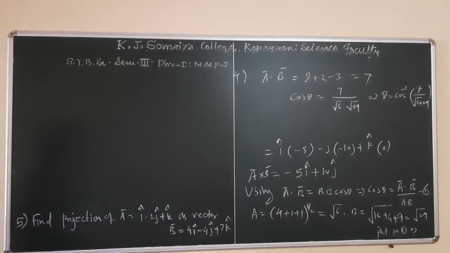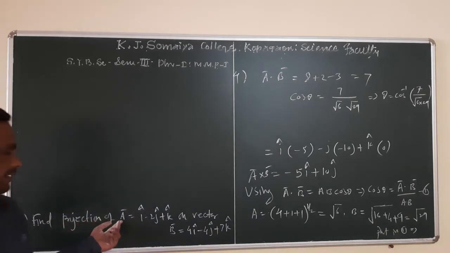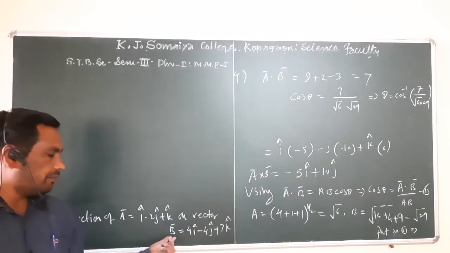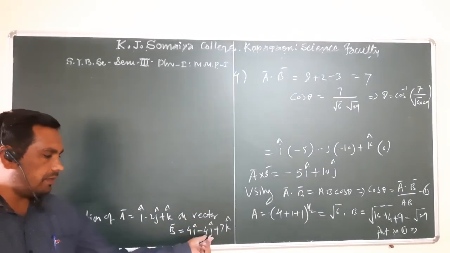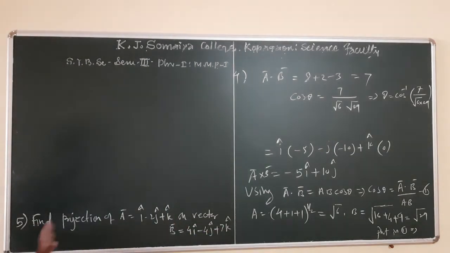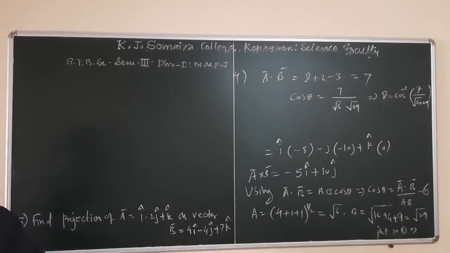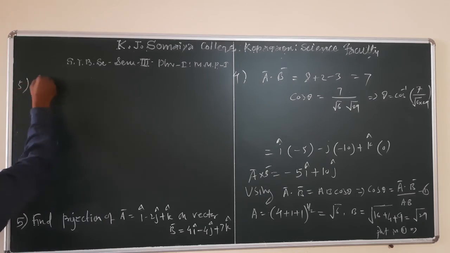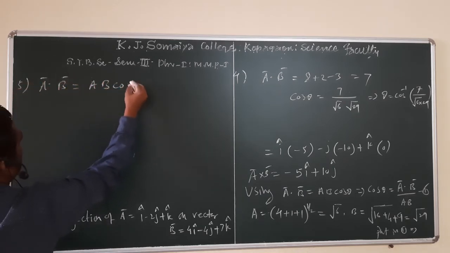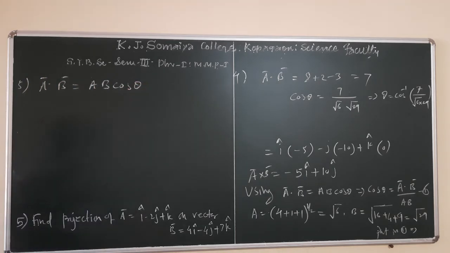Find the projection of vector A, which is i minus 2j plus k, on a vector B, which is 4i minus 4j plus 7k. So we have to find out the projection of A on B. How can we find that? We know that vector A dot B is A into B cos theta. Okay. So the projection of vector A on vector B is nothing but A cos theta.